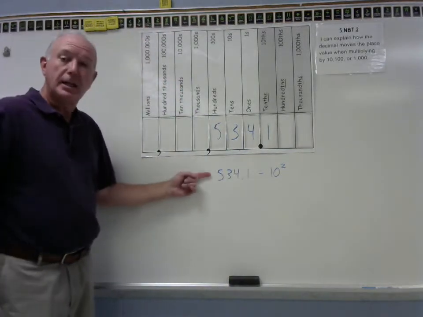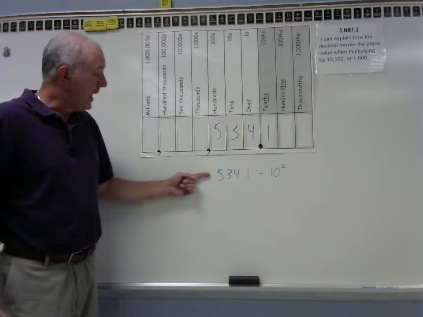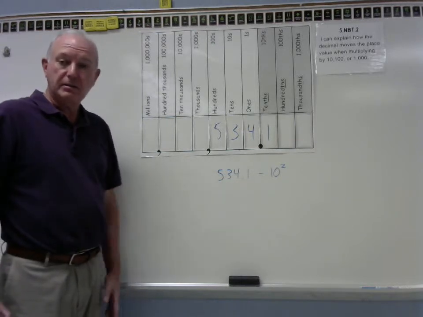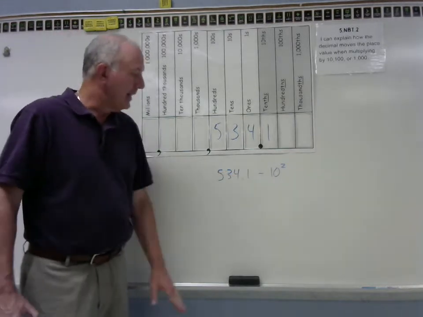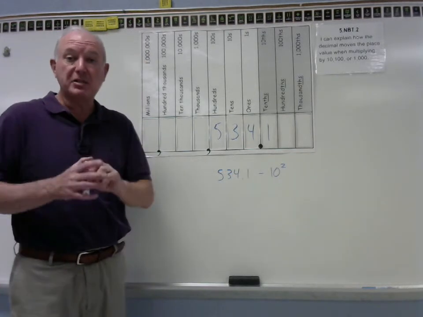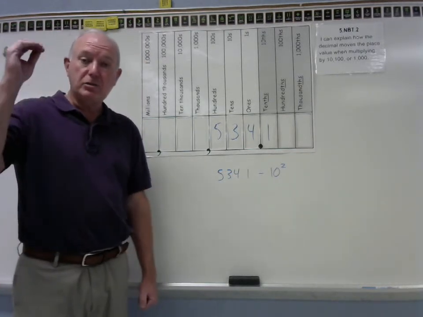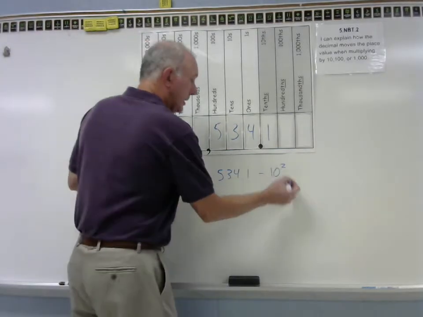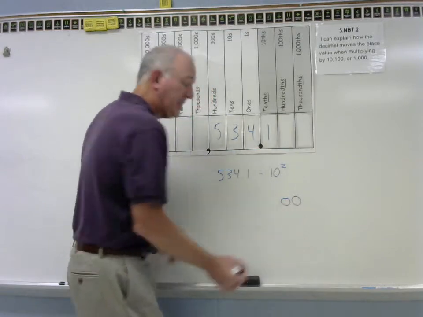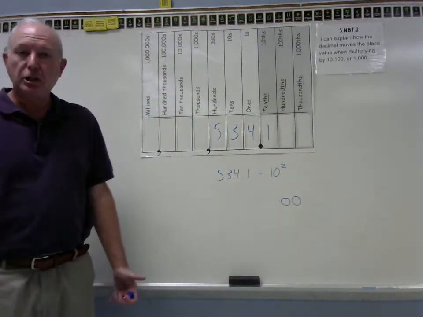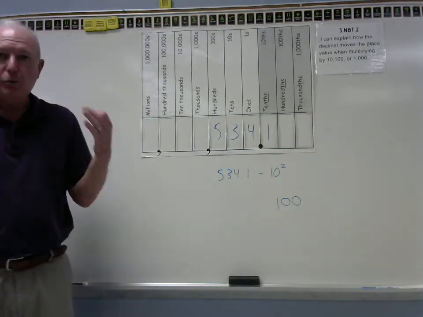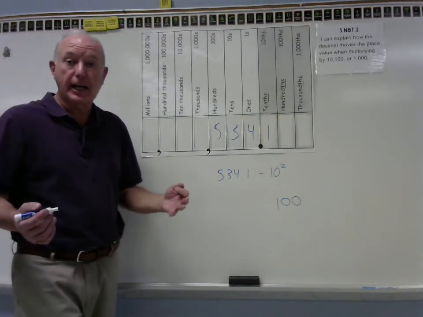Now, here we are. I have this number. I have 534 and 1/10. And I'm going to divide that by 10 squared. Remember, 10 squared is equal to what? Well, you look at the exponent, and that's going to be the number of zeros in the value, and then you just put a 1 in front. So 10 squared is 100. That's an easy way to look at it.